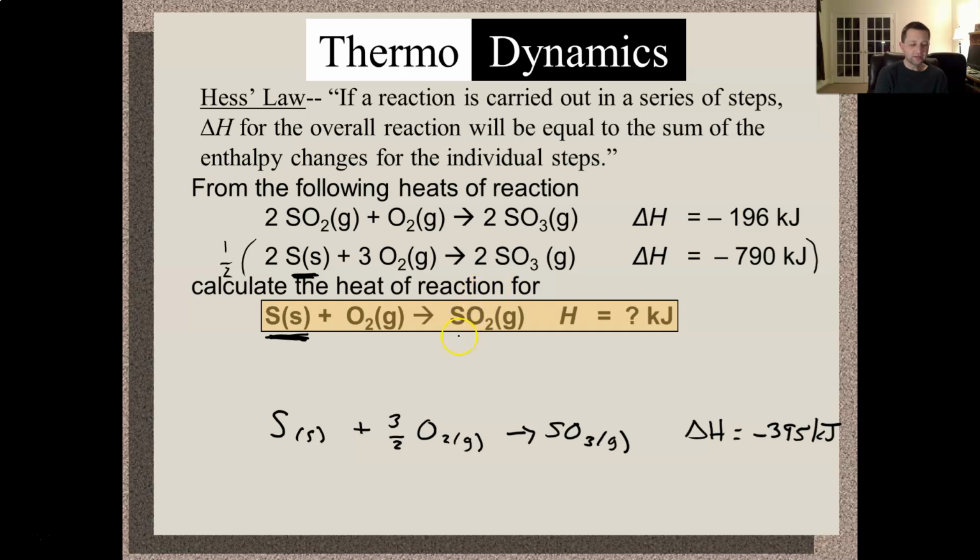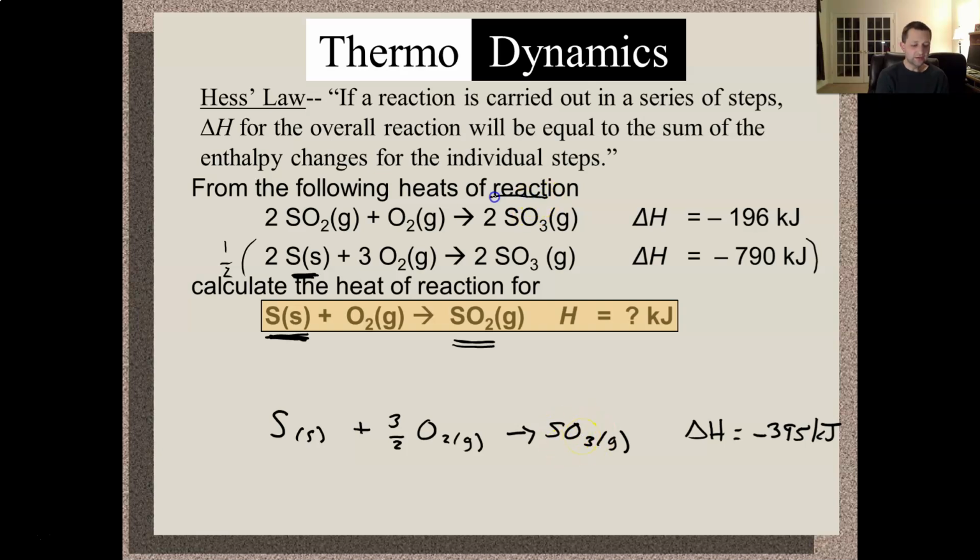Look at your product. It's SO2 gas. Look at the product right here for the reaction we just wrote. It's SO3 gas. Well, I don't see SO3 anywhere in this yellow highlighted equation, so I need to get rid of it somehow. I need to have that cancel out somehow. I definitely can't have it as a product. So I can't just get rid of it in that second equation. What I need to do is manipulate my first equation here to get that SO3 to cancel out.